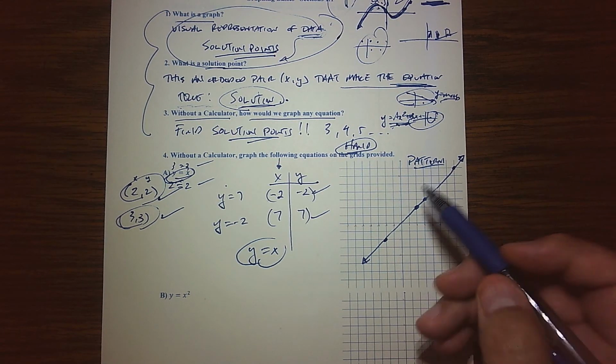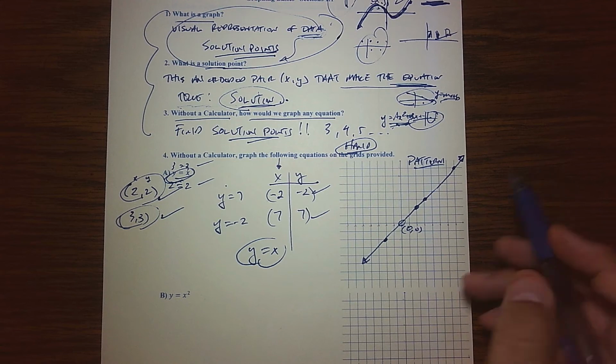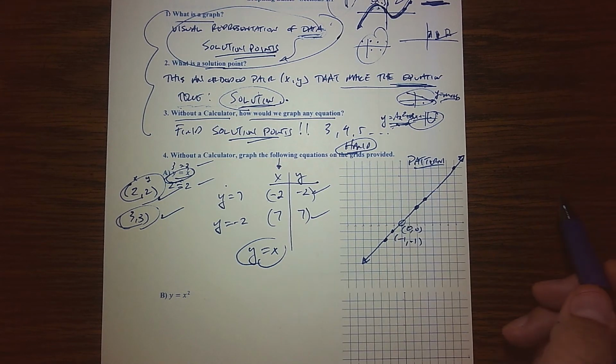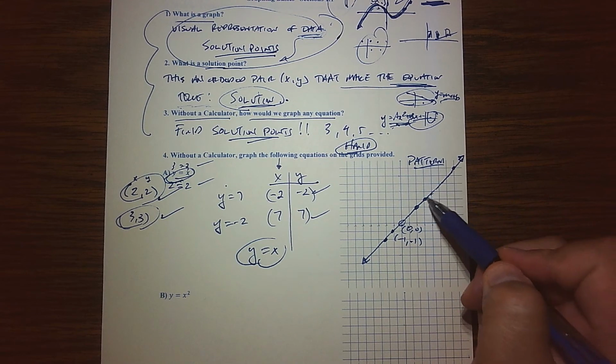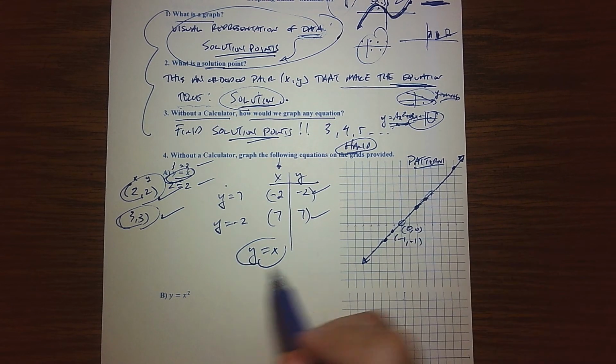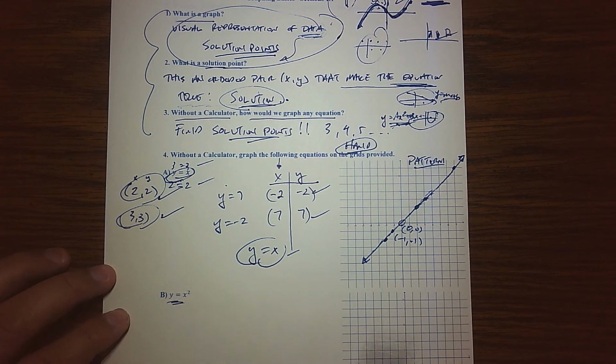So again, you can even see there's (0, 0) on the graph, clearly that satisfies it. Here's (-1, -1) on the graph, clearly that satisfies it. So this is a visualization of all the solution points, all the ordered pairs that solve that equation. So what happens if we change the equation?